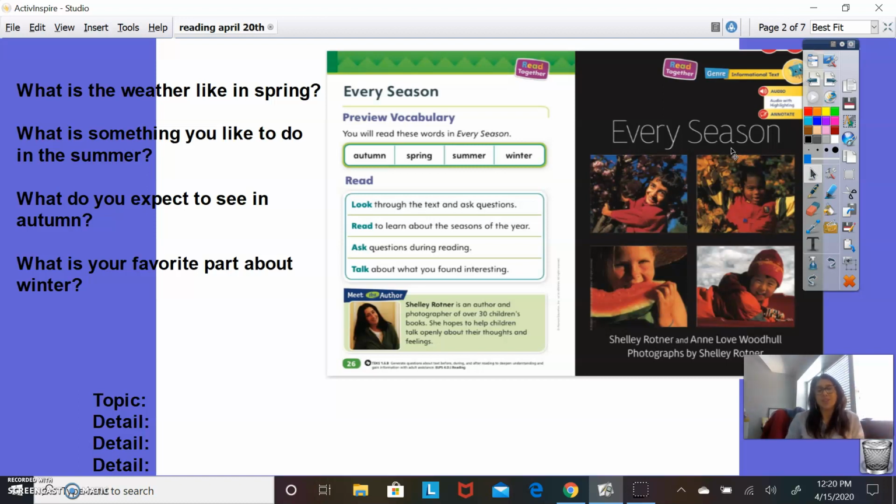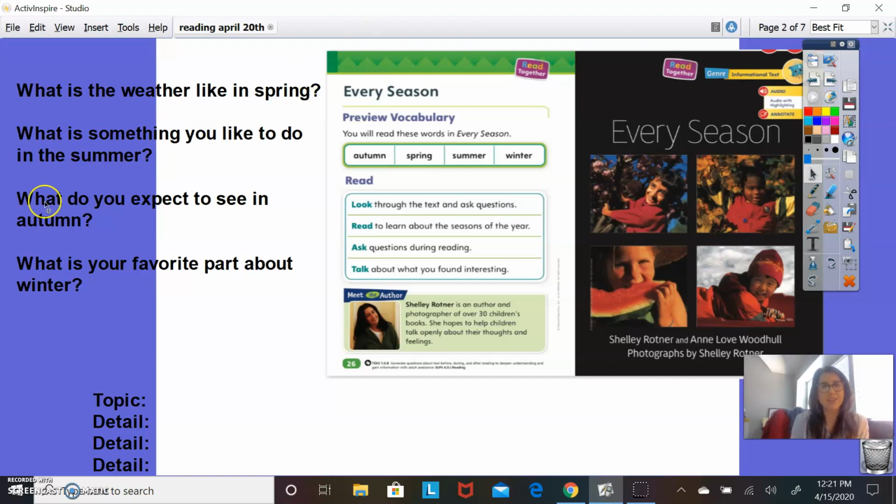What's something that you like to do in the summer? I know I talked about this in one of my lessons from last week, and I said that I like to go to the beach in the summer. That's one of my most favorite things to do. What's your favorite thing to do? Or something, maybe not favorite, but something that you like to do in the summer.